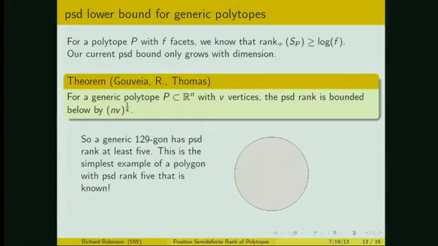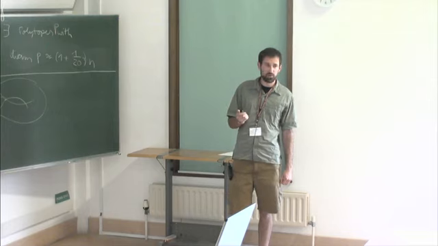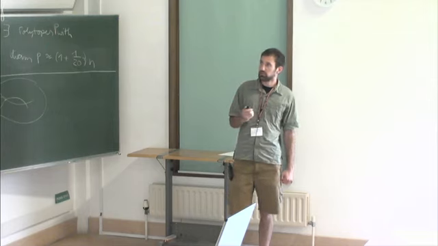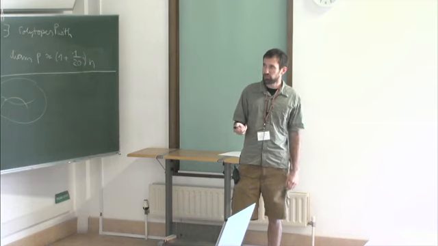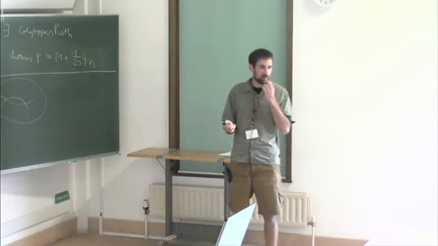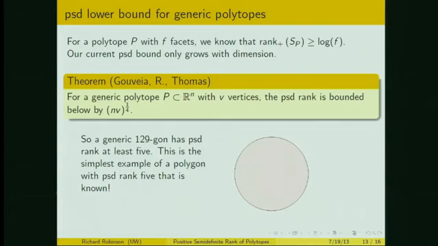So a generic polytope is one whose vertex entries form an algebraically independent set. If we have a generic polytope in R^n with v vertices, the PSD rank is bounded below by (nv)^(1/4). So this lets us say that a generic 129-gon has PSD rank 5. Here's a 129-gon. And this is the simplest concrete example of a polygon with PSD rank 5 that is known.